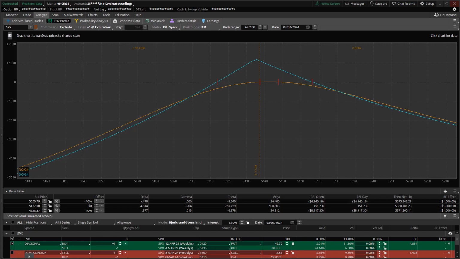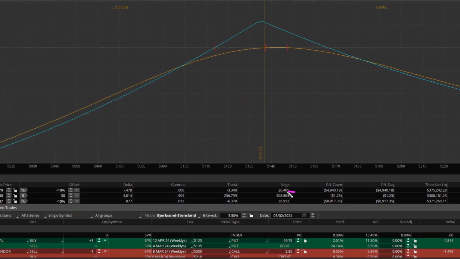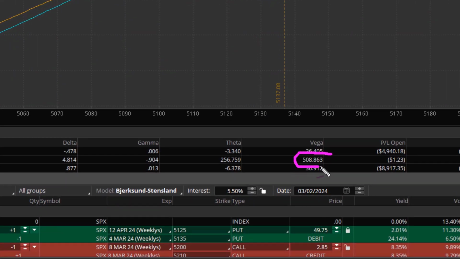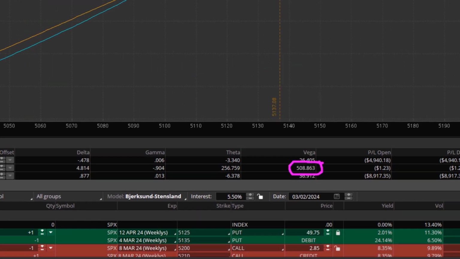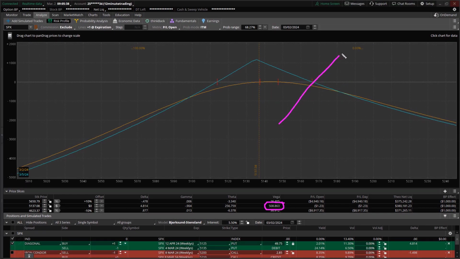So we can still sell premium, but the big difference here is that we now have a long vega position. So what are the odds that after a long bull run like this, we're actually going to see the implied volatility rise? Well, it's pretty good, because on any kind of pullback, we're going to see volatility rise. And this is obviously going to help a position like this.